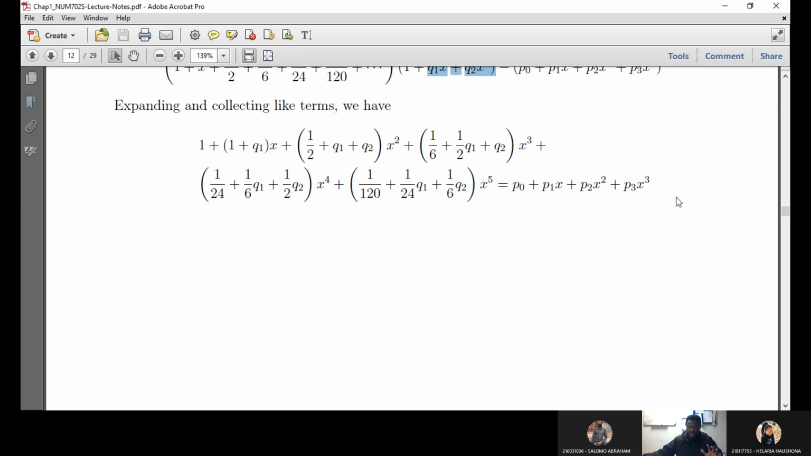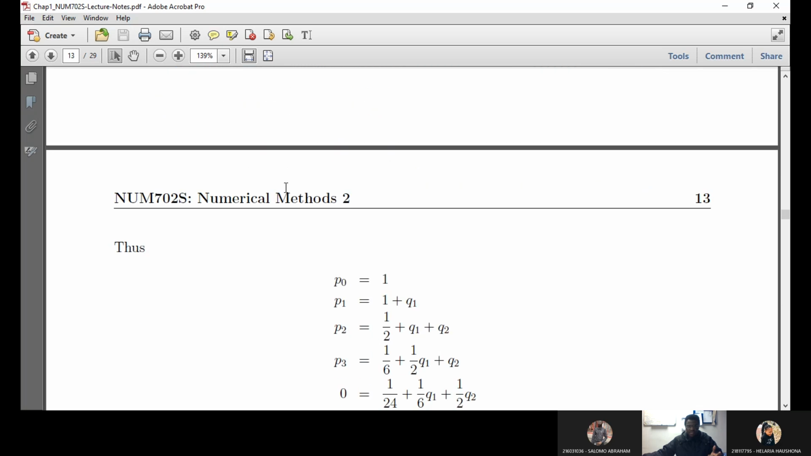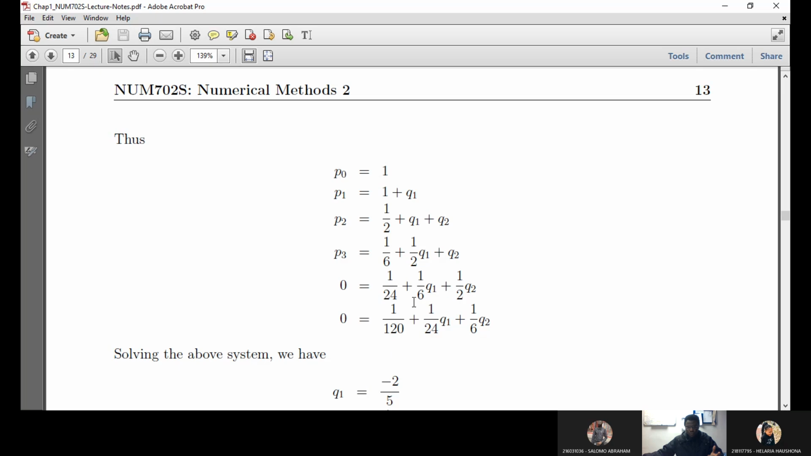Because this is 3, I need to put 0x to the 4, 0x to the 5. So there are two extra coefficients, 0 coefficients, that I will add here to equate the right-hand side polynomial and the left-hand side polynomial. And if I do that, you see that there will be two equations that will be equated to 0, even though, of course, this is a constant coefficient that I will still set to the other side and solve my system of two equations in two unknowns.